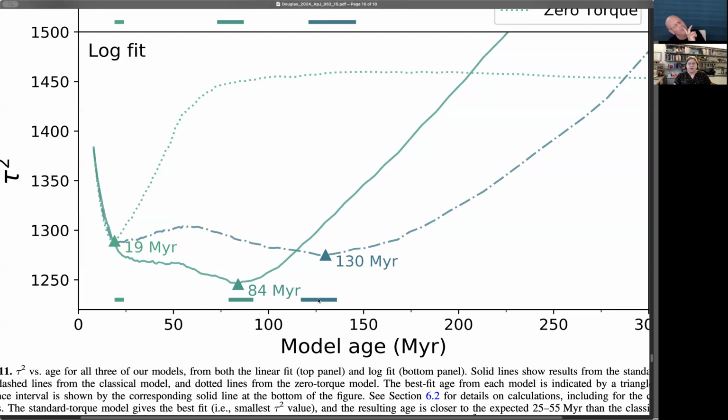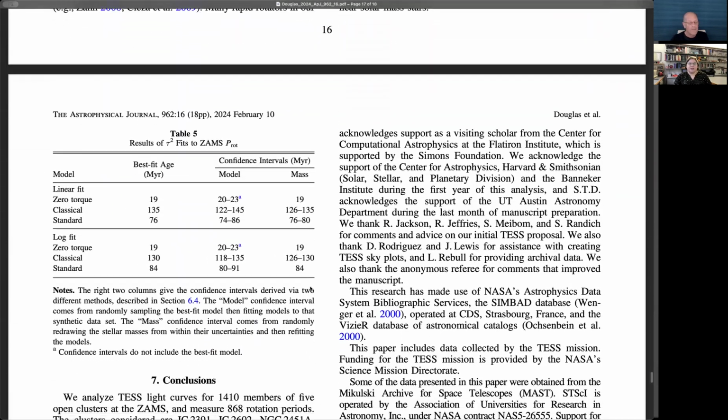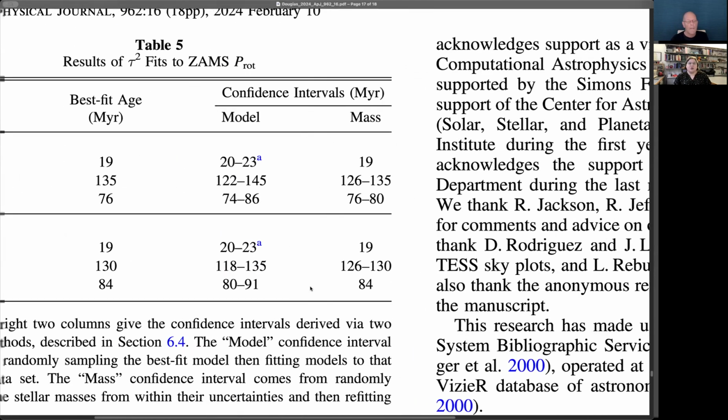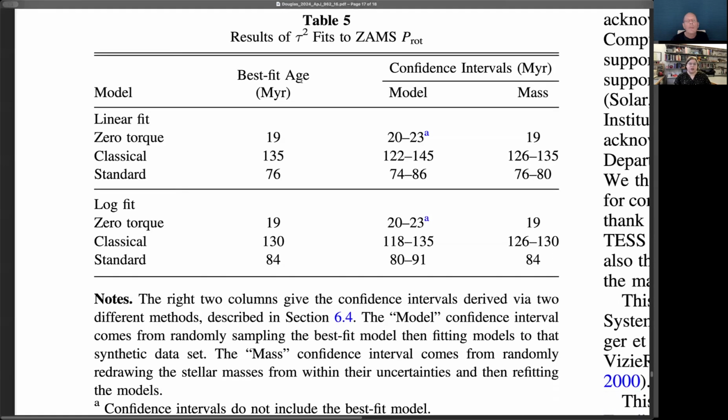Yes, very nice. So if we go look at table 5, that's basically giving these results just in tabulated form. Again, we have the linear and the log fits with a best fit age for each model. And then the confidence intervals that we derived from both. So the model is where we made a synthetic data set out of the model itself and refit it to itself. Yes. And the mass confidence interval comes from resampling the data distribution within the mass errors.